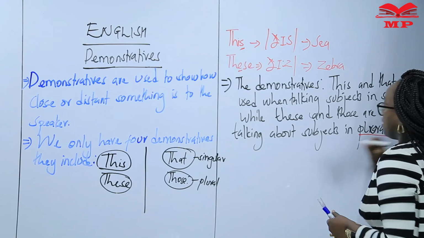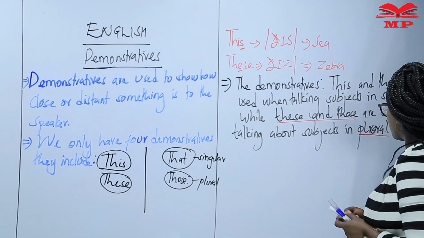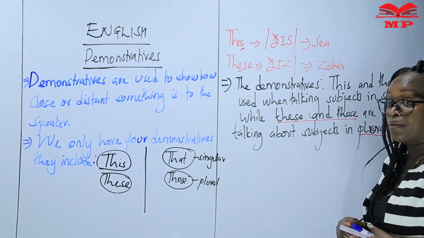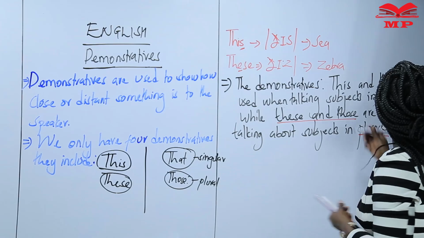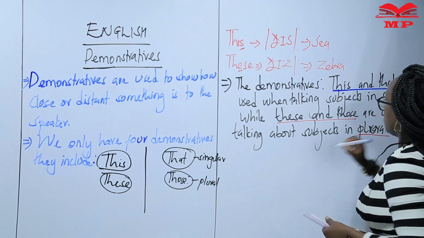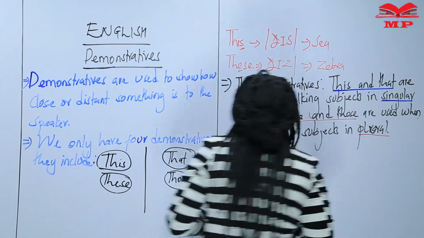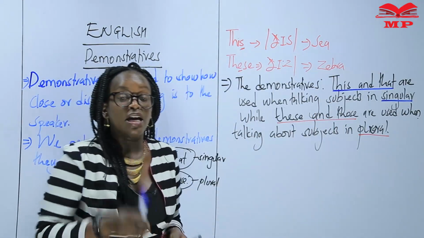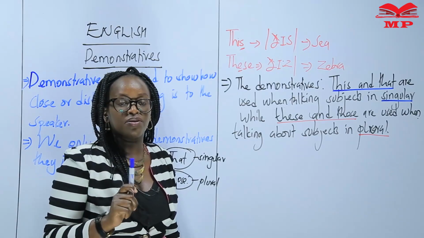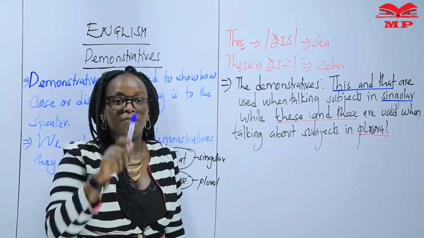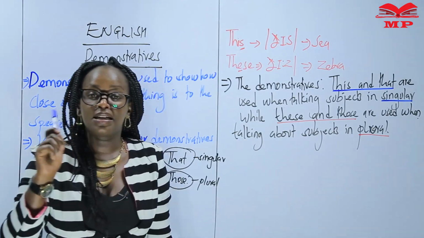So these ones are used with subjects that are actually in the plural, or to replace subjects that are in plural, and then these are used with subjects that are in singular. Another difference, of course, is with the distance. Remember, we have said the main use of demonstratives is to show the distance between the object that is being spoken about and the speaker.